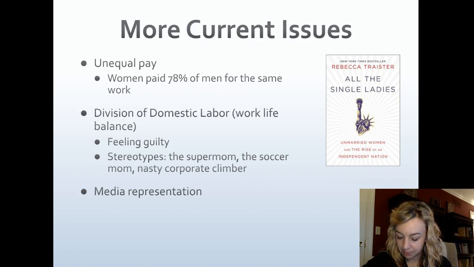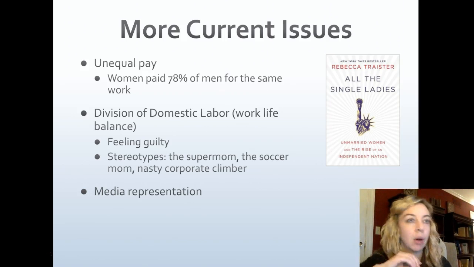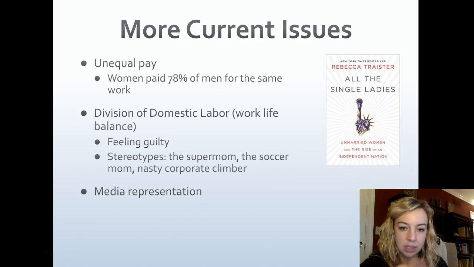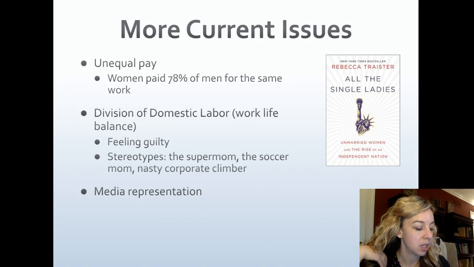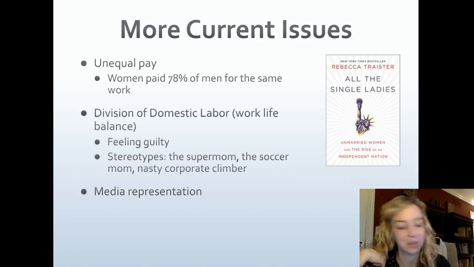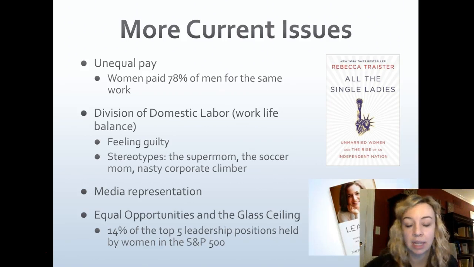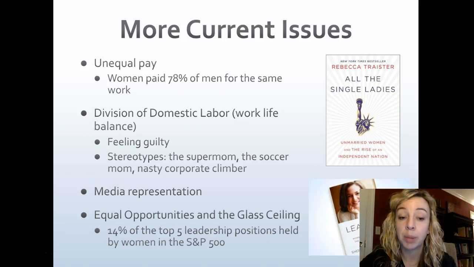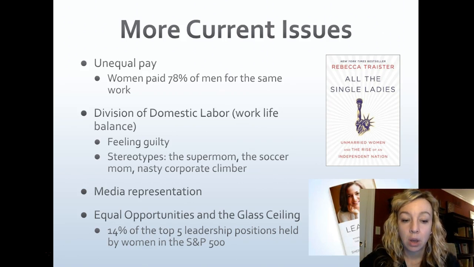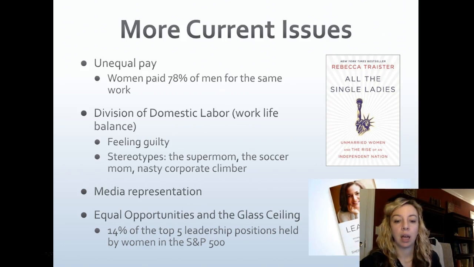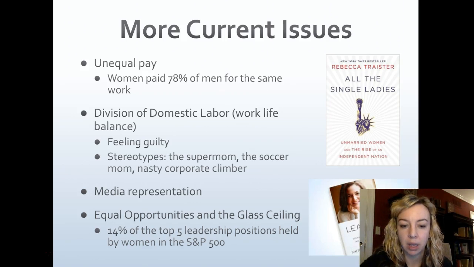Let's see what else. When we think about directing TV and film, women are only 9% of the directors of the top 250 domestic grossing films in 2013. So the kinds of movies that are being made that are the most popular are often created by men. What else? Thinking about the glass ceiling and employment opportunities for women, only 14% of the top 5 leadership positions were held by women in the S&P 500.